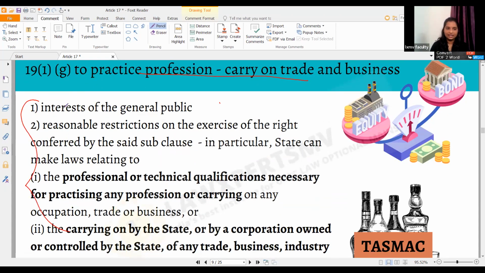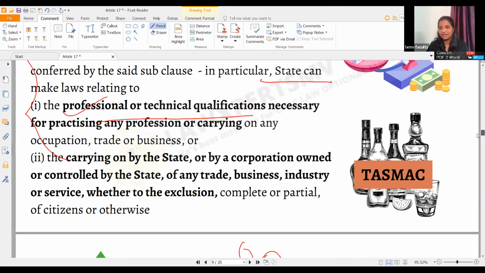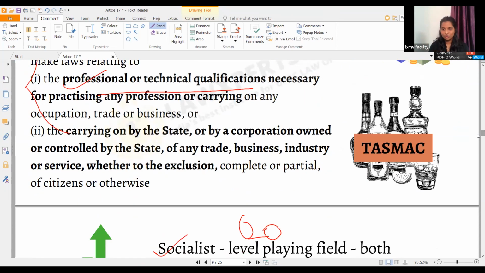First head will be in the interest of the general public. The next head: see, in these restrictions there won't be a word like a particular state can make laws, something like that. It gives an open statement like the state can make a law relating to professional qualification. For example, only by clearing UGC NET can you be a professor under the central government. Now you cannot call that a restriction on profession.